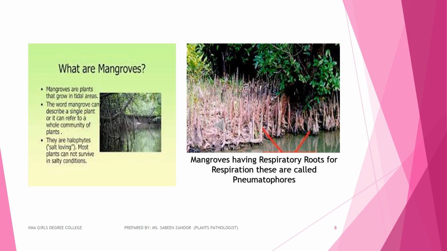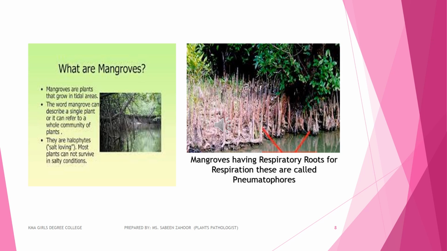So you have to keep this in mind that mangroves are those plants which grow in soil with high salt concentration. Mangroves are plants that grow in tidal areas, near the seashore. They are salt tolerating, salt loving plants. They can easily survive in salty or marshy conditions. The word mangrove can describe a single plant or it can refer to the whole community of plants.